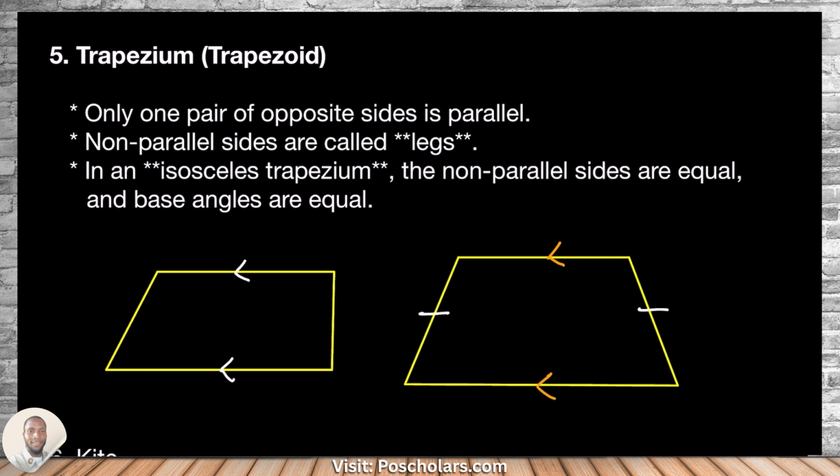So if these two sides are equal, it simply means the two base angles will also be equal. So we can say that this angle is equal to this angle, right? So these are the properties of a trapezium.